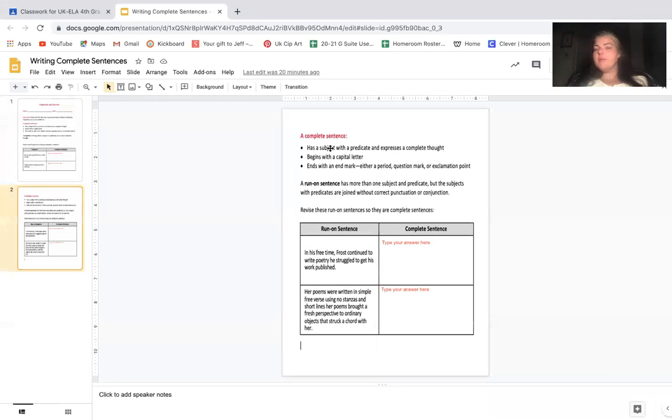And the same thing, I left it the same way for run-on sentences. Guys, I know you're going to do a great job on this. Put on your thinking caps and let's get to work.